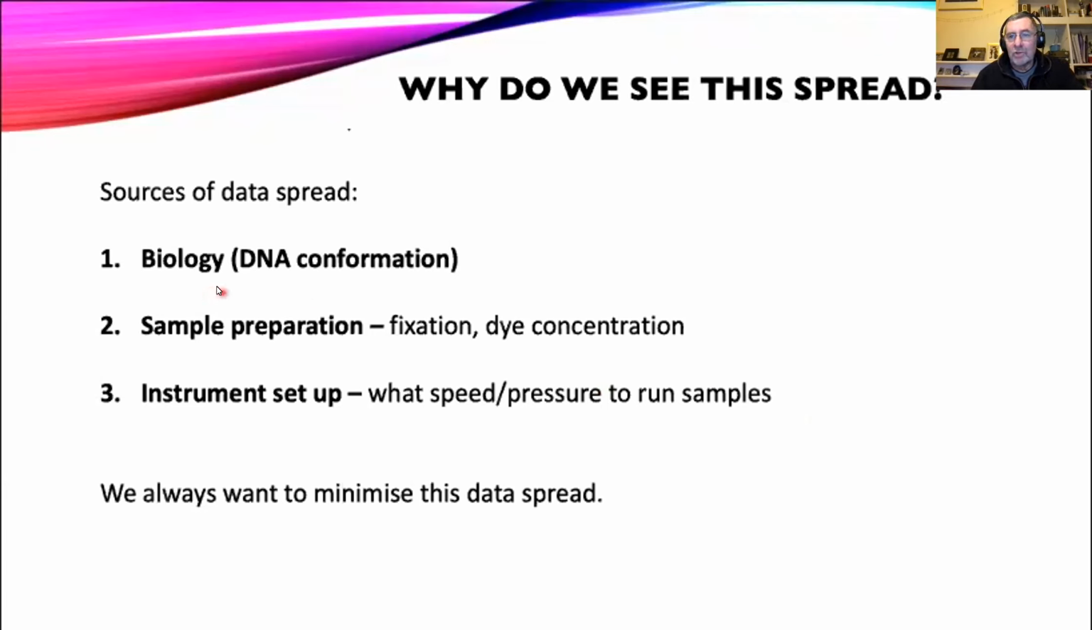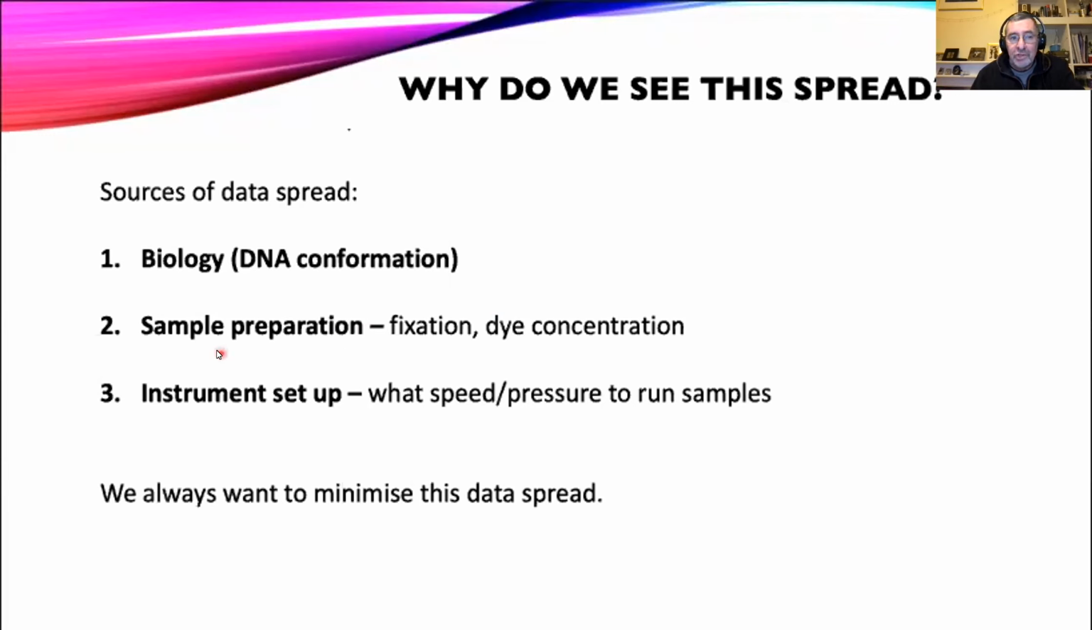We're going to get some biological variation. If I take two cells that are in G1, they've got the same amount of DNA, but their DNA conformation may be slightly different. Maybe this one's a little bit tighter. This one's a little bit more open. I'm going to get a little bit more DNA into the more open one than the more closed one. So there's going to be some natural variation there.